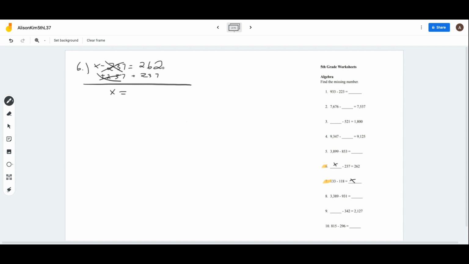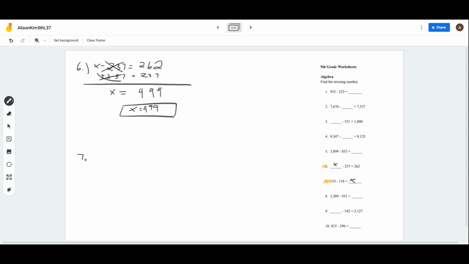So now for the right side, we need to add 262 plus 237. We're going to start off with the ones place. We get 7 plus 2, which gives us 9. 6 plus 3, which is 9. And 2 plus 2, which is 4. So our x, or our missing number for number 6, will be 499. I'm sorry, that 9 looks like a 4. It's 499, and that'll be our final answer for number 6.